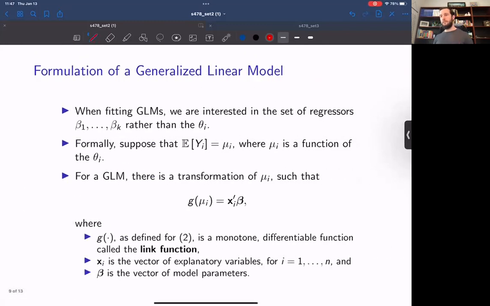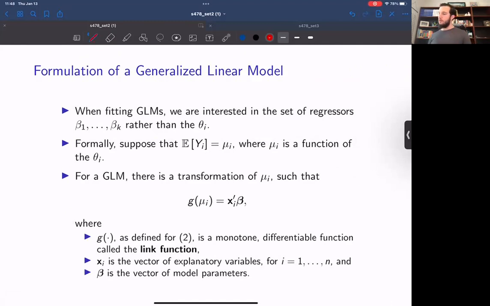Okay, so when we fit the GLMs, our actual goal is to link the mean of the response variable to a set of regressors. So we're not explicitly interested in studying the theta i, but we're interested in studying the model coefficients beta 0 through beta k.